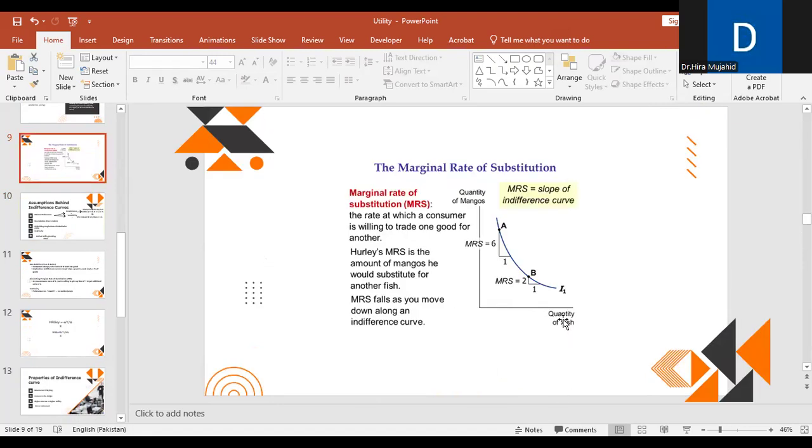This is the MRS, and we will calculate it like a normal slope, rise over run. The 6 is the difference between 2 points, right? It doesn't mean that 6 is lying at A. It is actually a difference from the one and the... let me draw.